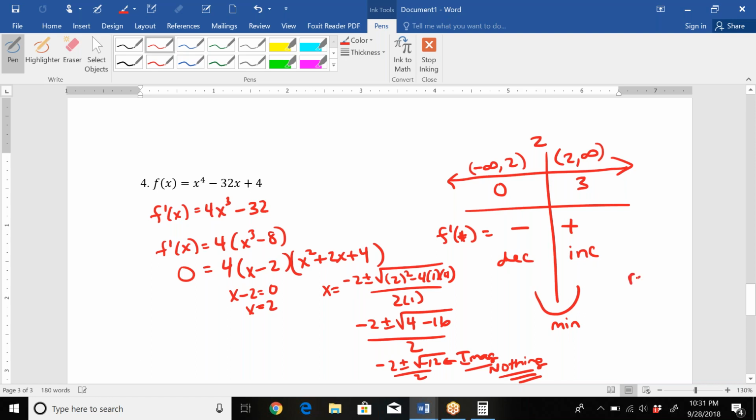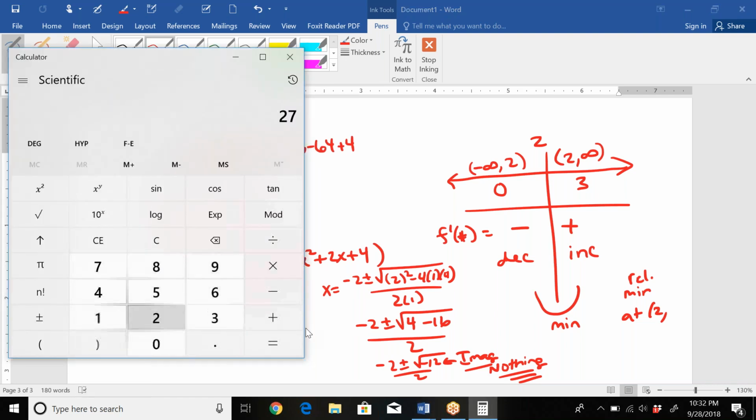So we have a relative min at 2 for x, and then we need to plug that into the original again to get the y value. So that is 16 minus 64 plus 4. That's really just going to be 16 minus 60. So that's negative 44.